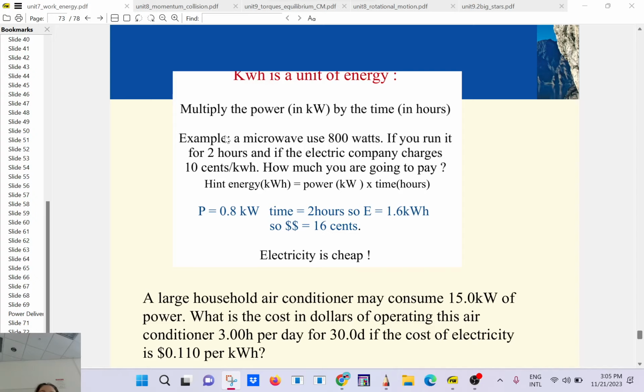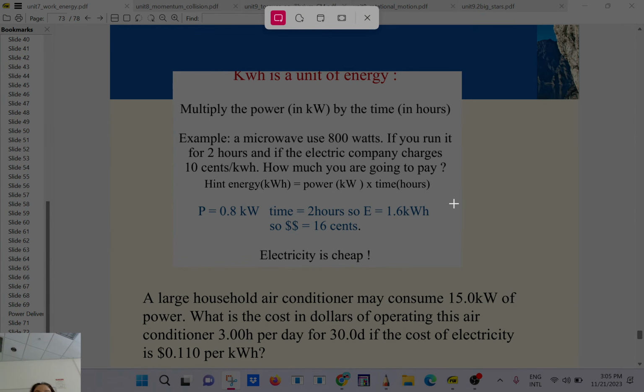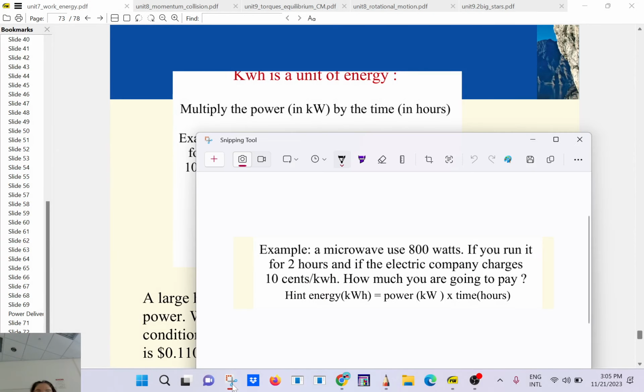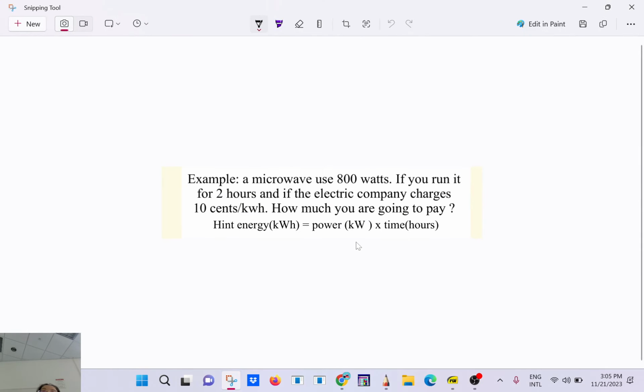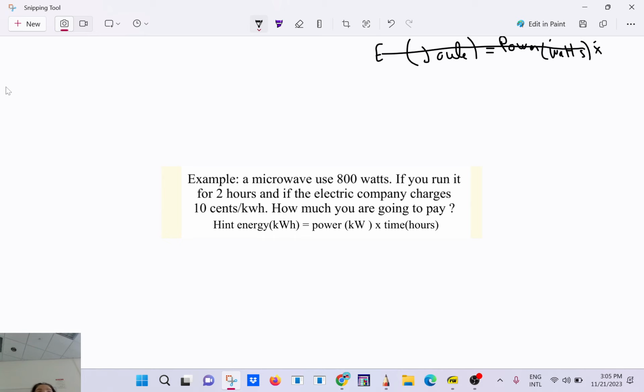Okay, let's do something very, very important, because it's to pay your electric bill. And if you want to predict how much something is going to cost you, how much a fridge is going to cost you, how much a microwave is going to cost you, AC, especially AC here. So you have joule. That's a unit of energy. Okay, you have joule. And you have power. What's the unit for power? Watts.